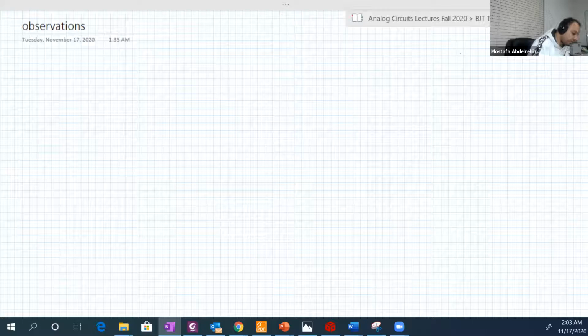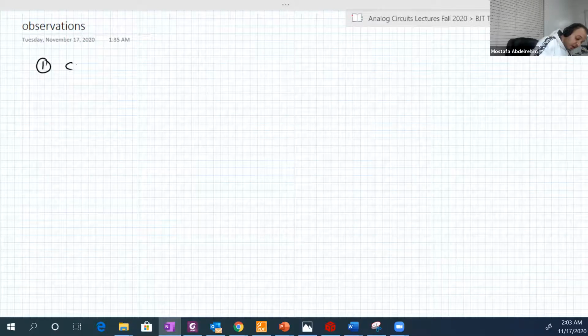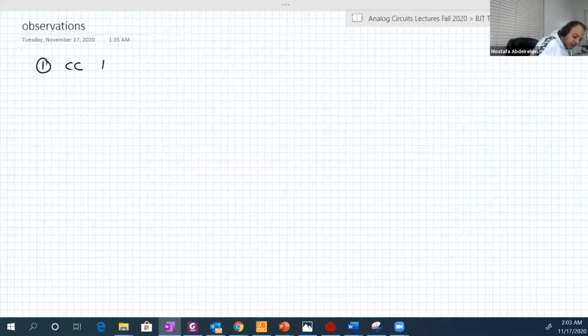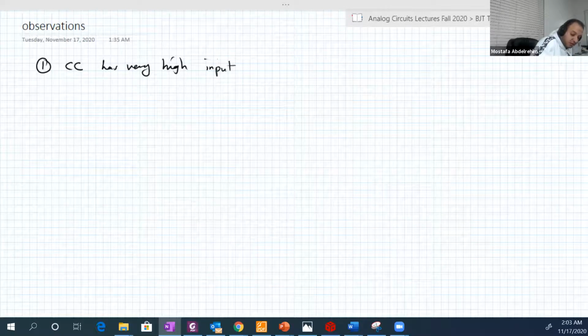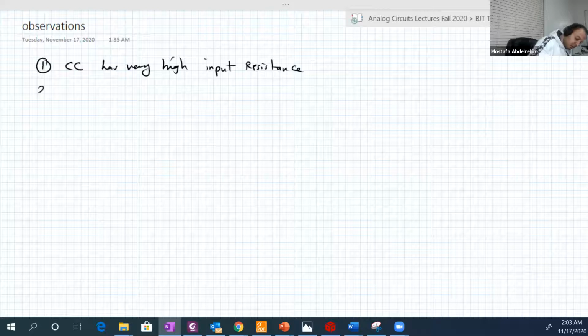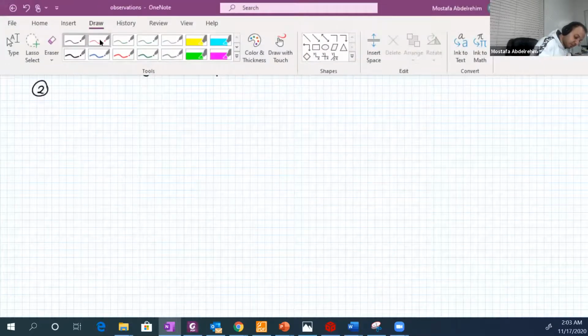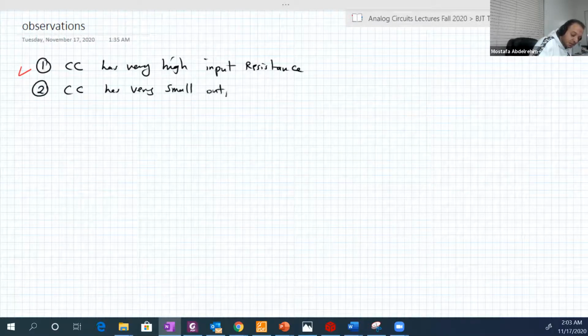Good. Number 1. The common collector has very high input resistance. Good, this is an advantage. Number 2. The common collector has very small, very low output resistance. And this is also an advantage.